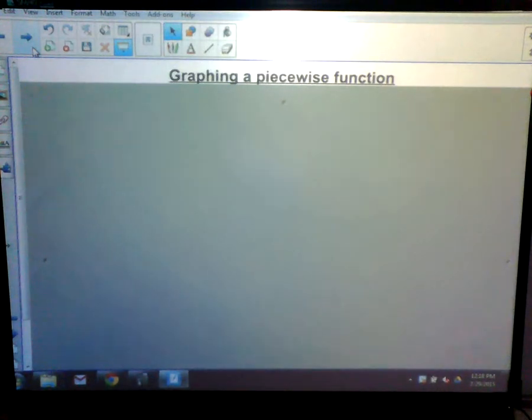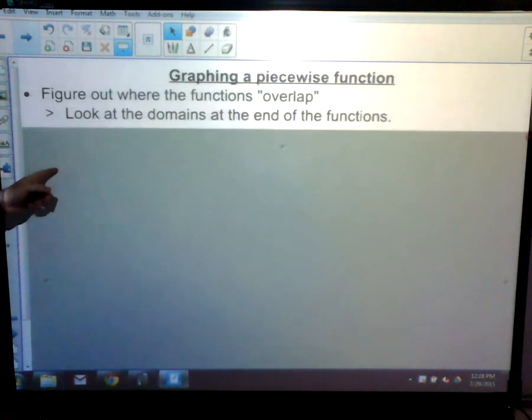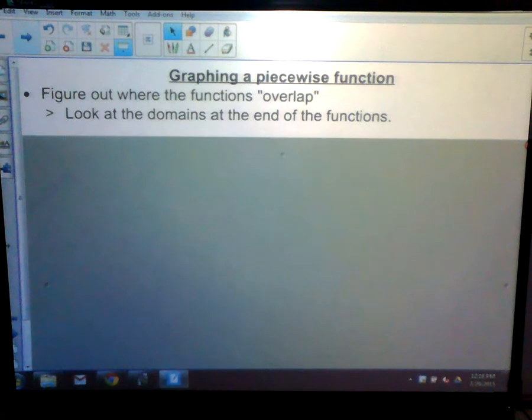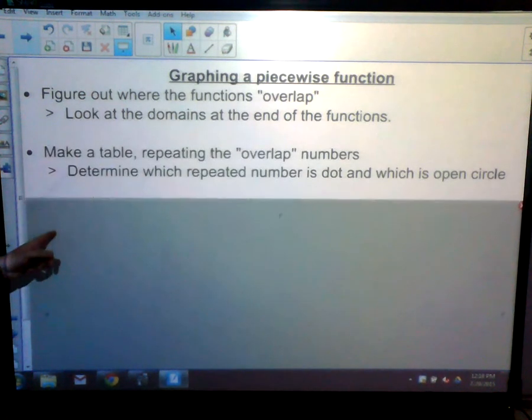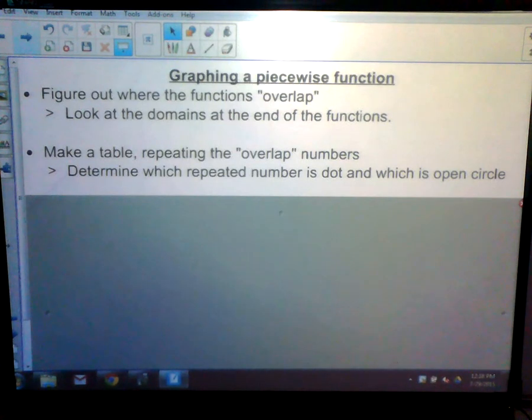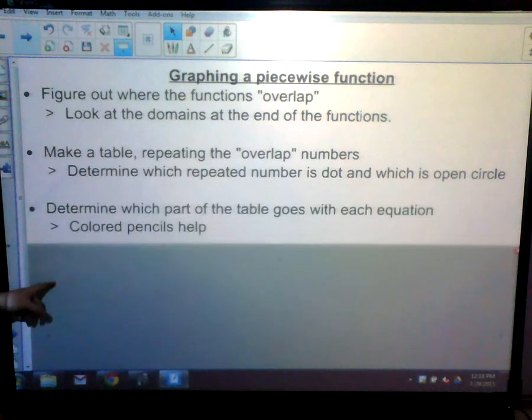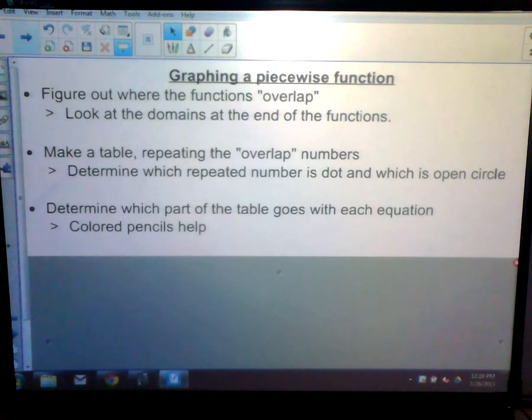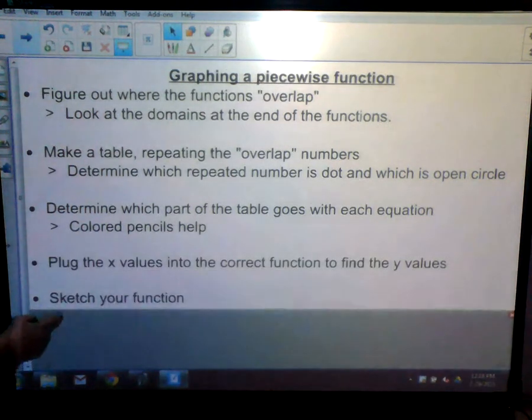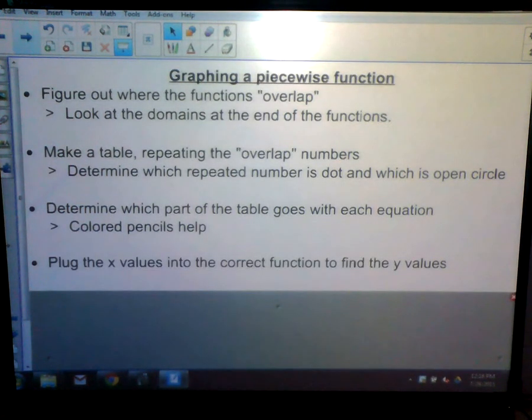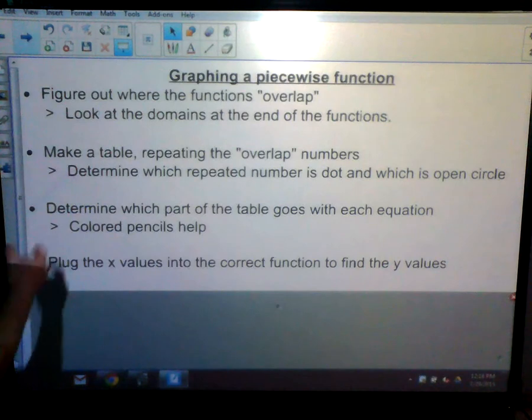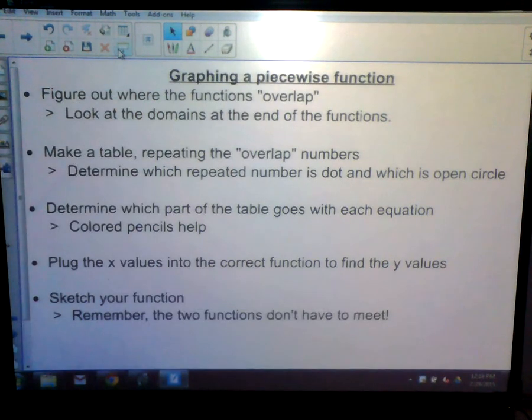How do I graph a piecewise function? I'm going to figure out where the function overlaps, and that's where I look at the domains. I'm going to make a table and I repeat the overlapping numbers. I determine which one is a dot and which is an open circle. Determine which part of the table goes with each equation. Colored pencils help here. I use my colored markers. Plug the x values into the correct function to get the y values. So I'm going to make a table and sketch your function. And they don't have to meet.